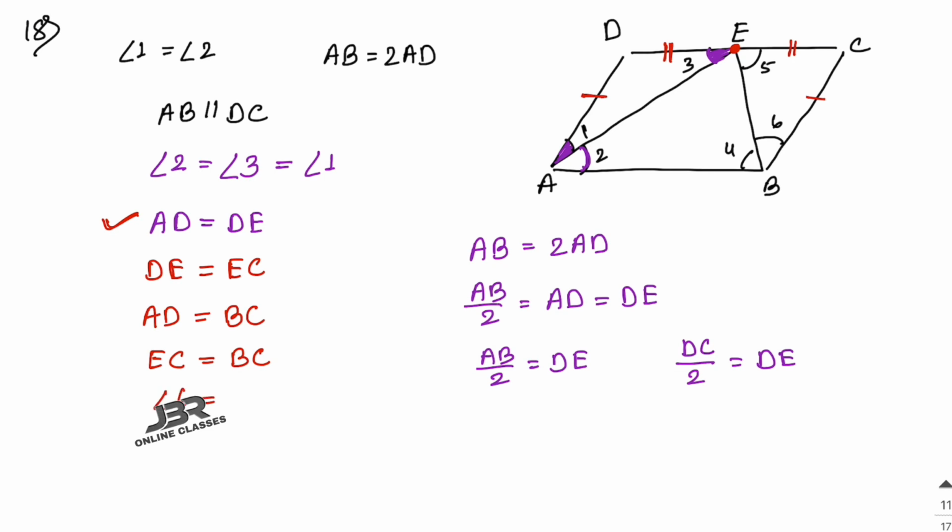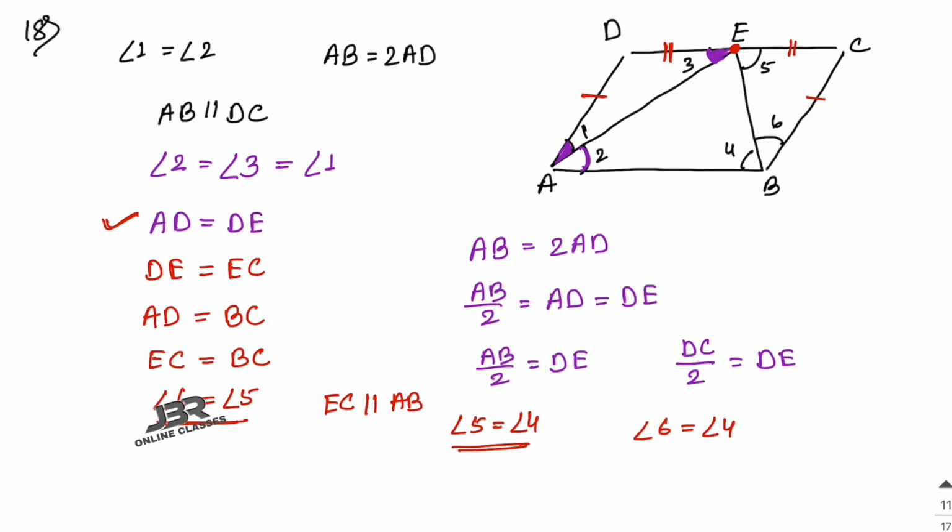So that means angle 6 is equal to angle 5 because it's an isosceles triangle. And as EC is parallel with AB, EB is the transversal, so angle 5 is equal to angle 4. It's alternate angles. Angle 5 equals angle 6, angle 5 equals angle 4, definitely angle 6 is equal to angle 4. That means BE is the bisector of angle B.